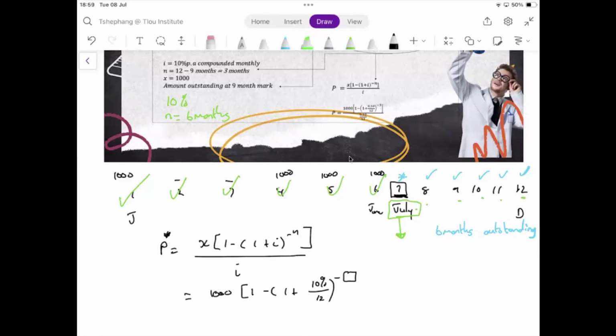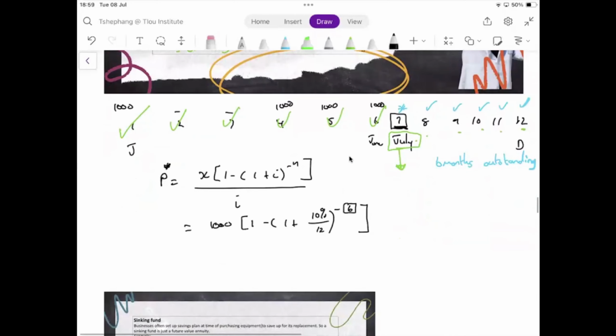If you've got it, please do type in the chat. What is my power? 6. 6 is the correct answer. Yes, it is a negative because those are the months that we still owe the bank. And then this is over 10% over 12. Now all we do is plug that into the calculator and we get an answer.